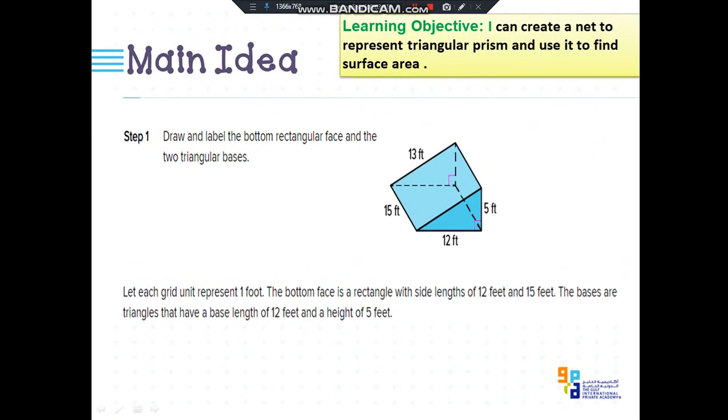Here, step number 1: draw and label the bottom rectangular face and the two triangular bases. Let each grid unit represent 1 foot. The bottom face is a rectangle with side lengths of 12 feet and 15 feet. The bases are triangles that have the base here of 12, and the height will be 15.